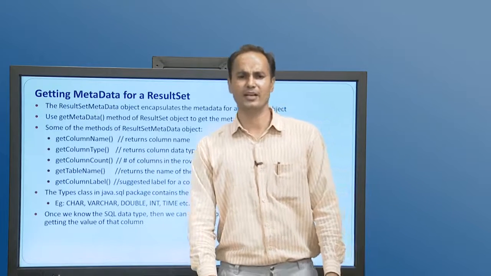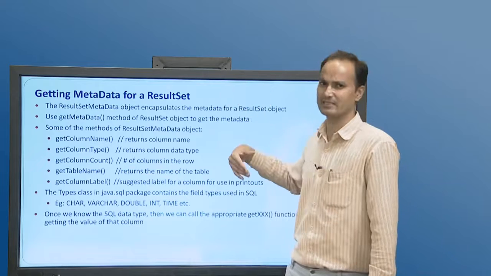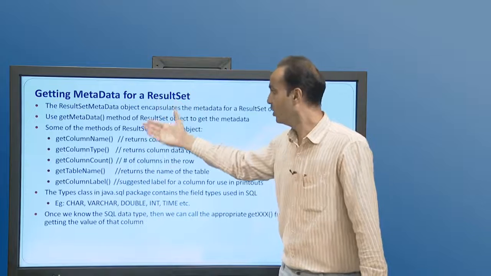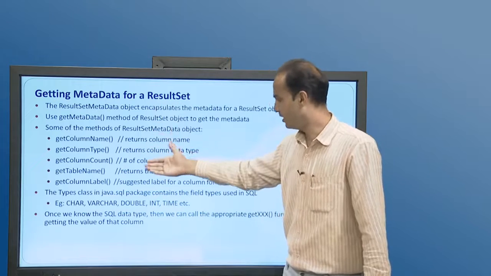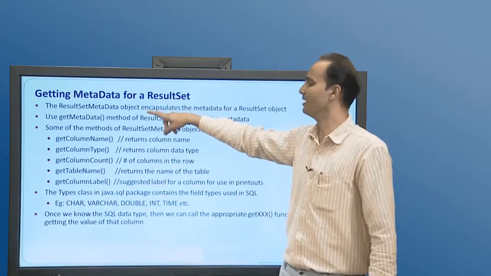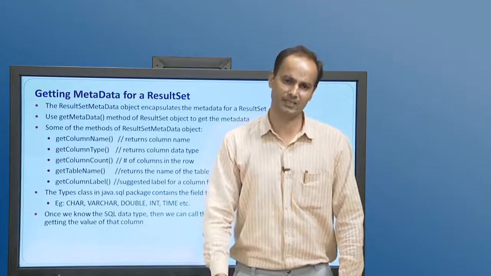Now if you want to get metadata for a result set, that means data about data, we have a result set and we want to know what kind of data it holds: the column name, column type, number of columns, table name, column label. Then we can use these methods of ResultSetMetaData to manipulate it. So this is all about JDBC, its drivers, classes, interfaces, different kinds of statements, methods of statement, ResultSetMetaData, and result set data manipulation methods.